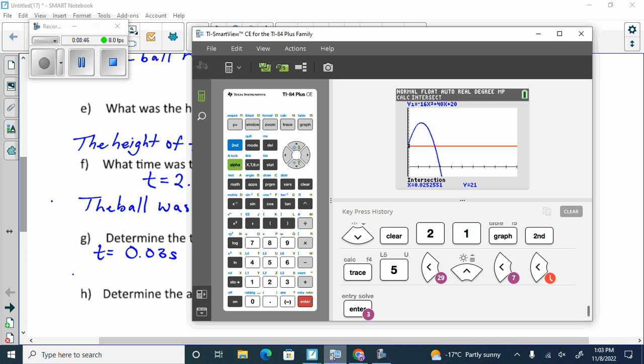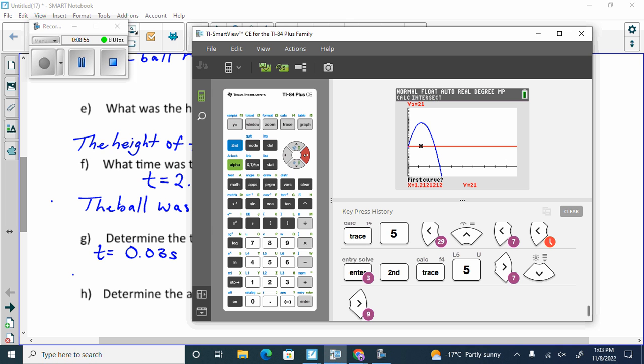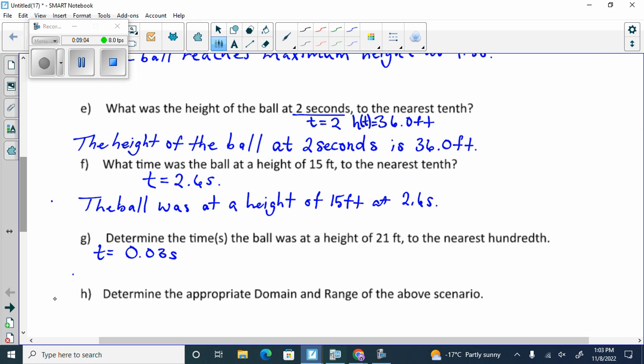And then second trace 5, we have to move close to the other one now. Now you can ride the curve, which takes longer, or you can pop down onto this one and ride it over. But you need to move it close to the other one. If you just hit enter, enter, enter, you're going to keep finding the exact same one. You can move it before you do it. So it's 2.47. So I would write a sentence that says the ball reaches a height of 21 feet at both 0.03 seconds and 2.47 seconds, right? Now we need appropriate domain and range.